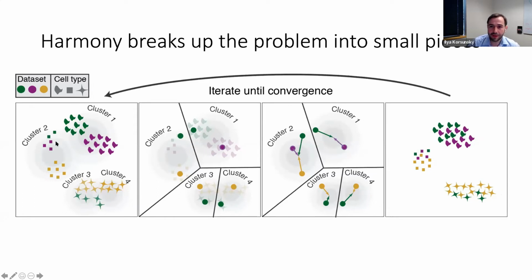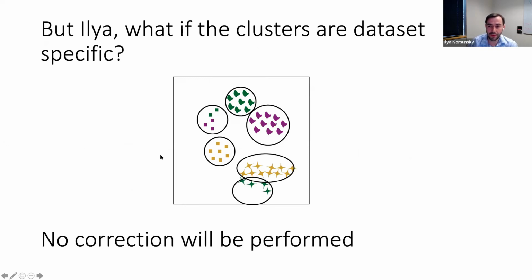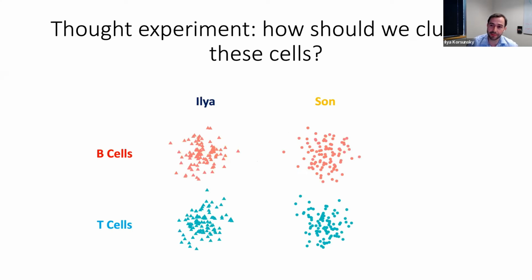Okay, so the basic way that harmony works is well understood. The secret sauce of harmony was, what if we get all these clusters and each cluster contains only one data set? Then you're not doing any correction at all. No correction will be performed in these cases. And so this is a thought experiment that we did: how to solve this?